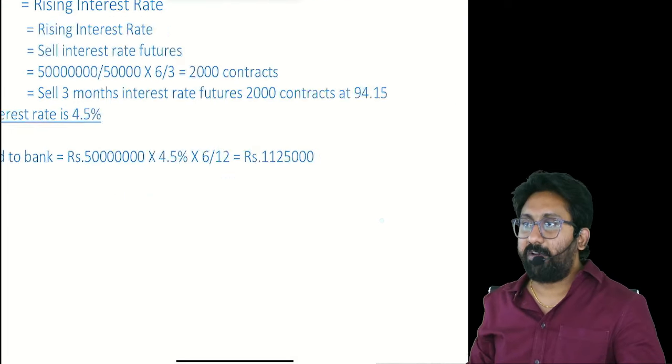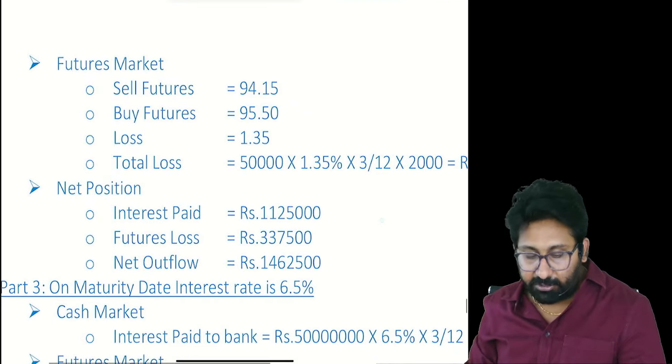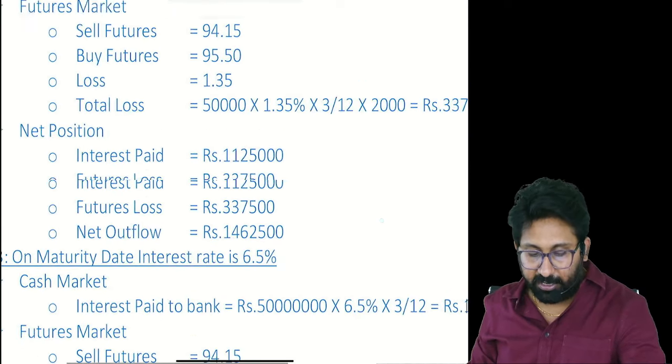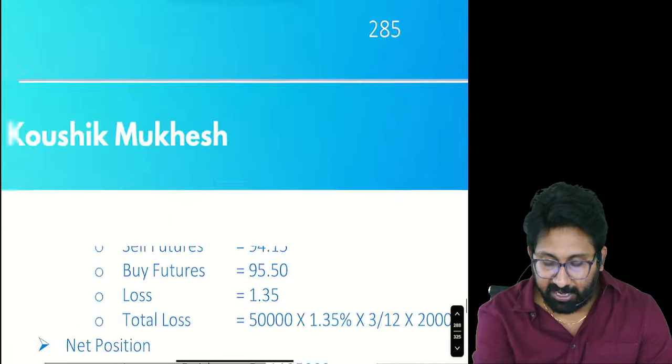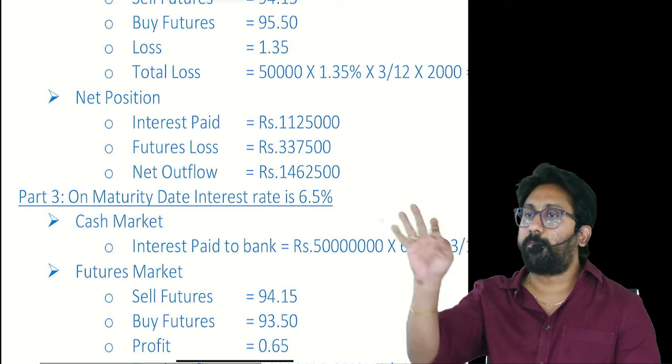11,25,000. Okay. Next, which market did we enter? Futures market. Did we sell or buy? Sold. By loss, this is our situation. We paid 11,25,000 plus we got a loss. This is the total outflow for you. Understood the point or not?